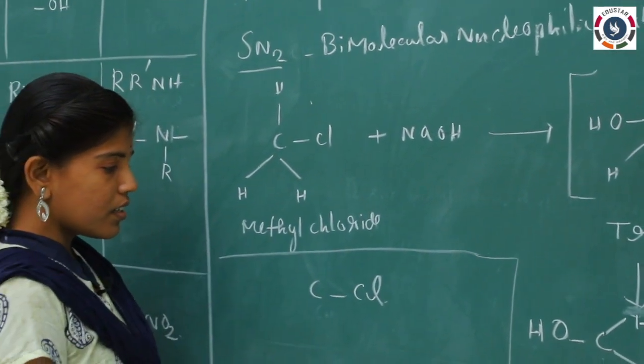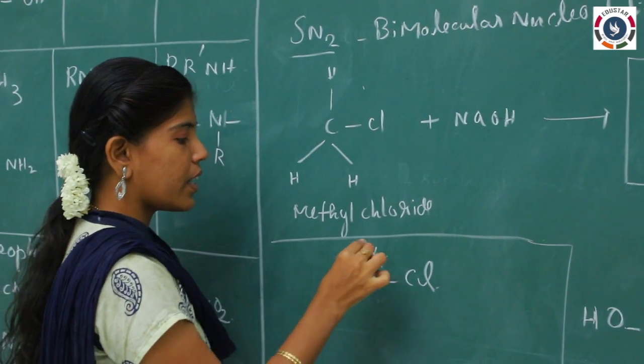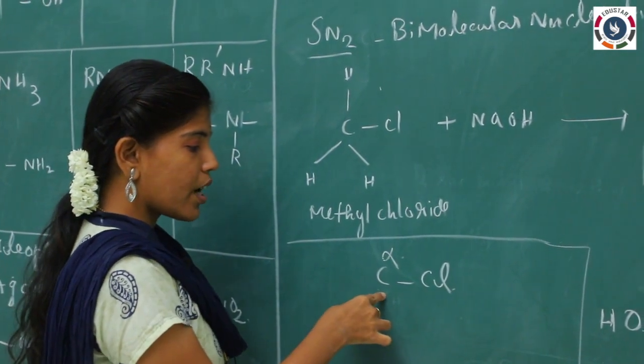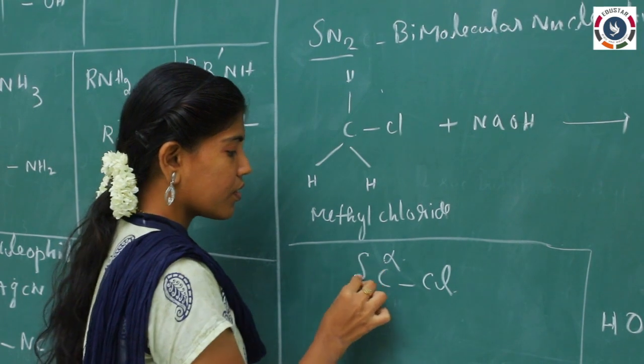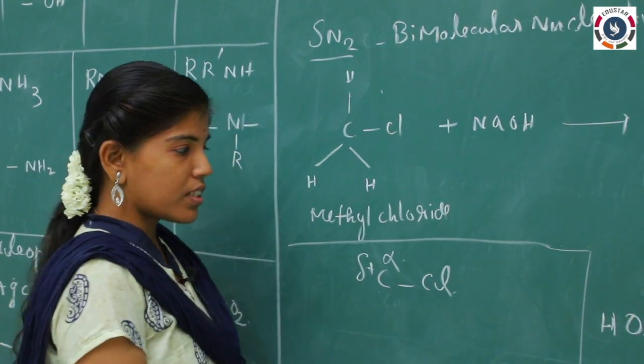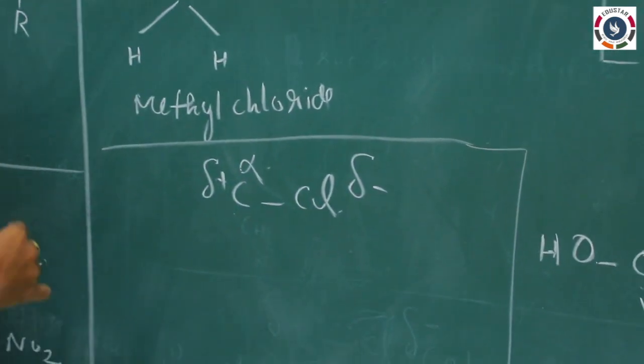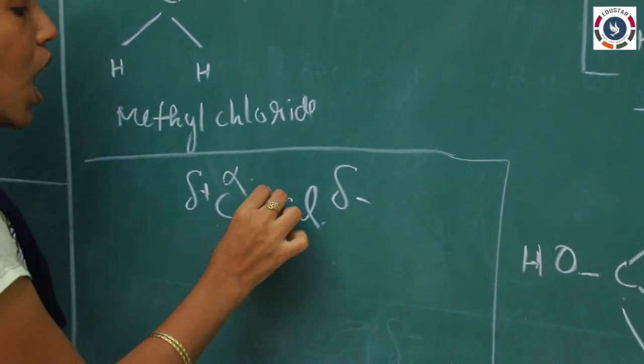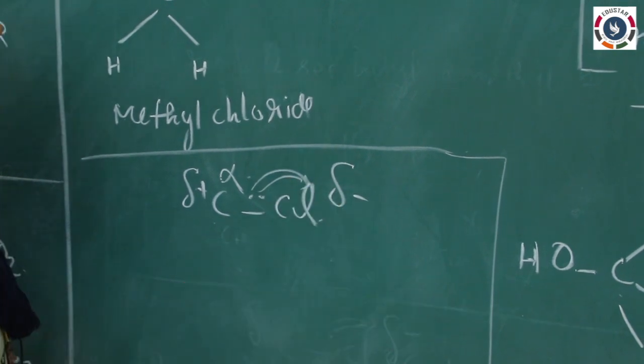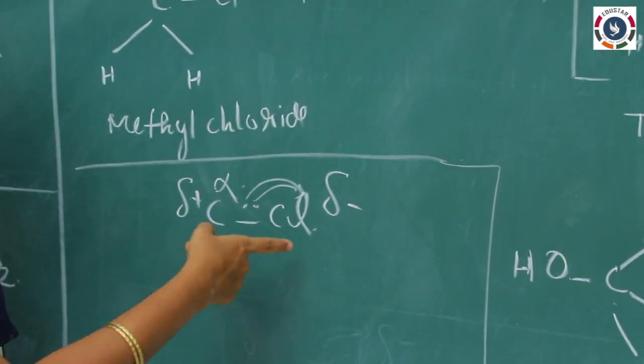It is a halogen. This is the alpha carbon atom, and in this alpha carbon atom there will be a partial positive charge, and this halogen will have a partially negative charge due to the pulling of electrons by the electronegative halogen atom.